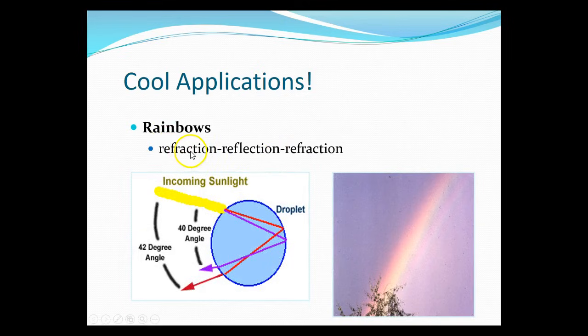Another application is rainbows. This is what happens when you have refraction, reflection, refraction. At the surface right here, you have refraction occurring. Then at the other side of the rain droplet, you have reflection. Then again at the surface, you have refraction, which is again just changing which way the ray is going based on different indices of refraction.